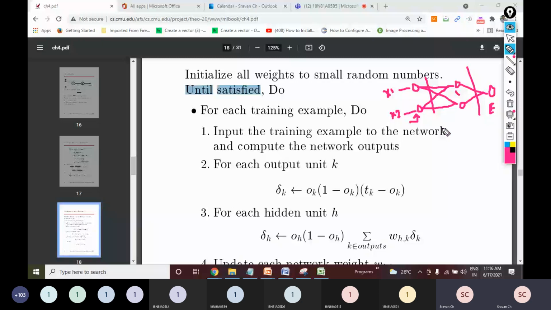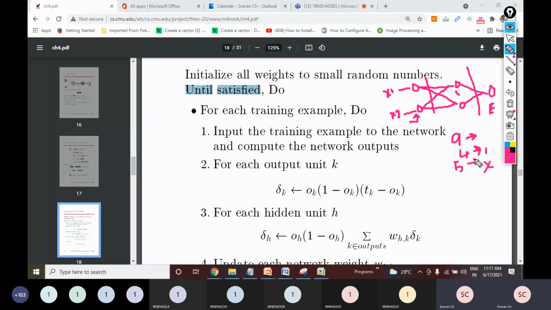For example, in the play tennis example, out of 14 cases, 9 times he was going to play the tennis game. Suppose my neural network was telling only 4 times he was going to play tennis. In the remaining 5 times, he was supposed to play tennis, but my network says he is not going to play tennis. So that means 5 errors are there.